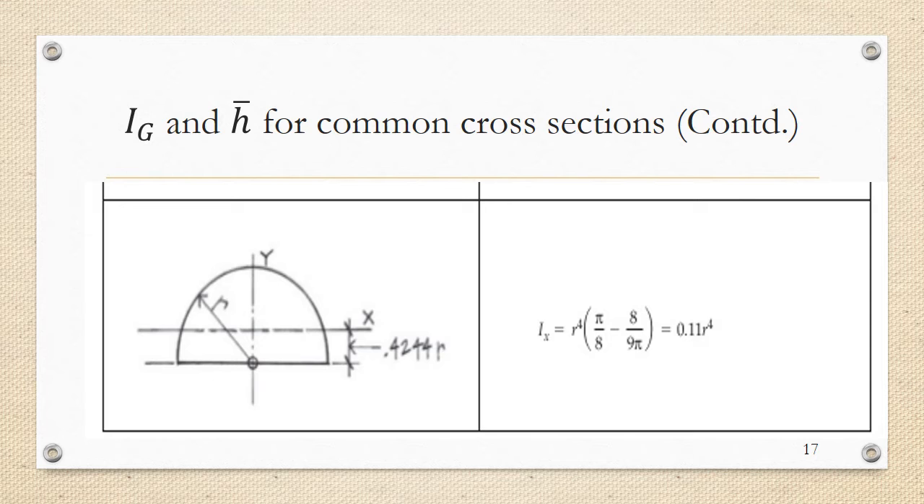This is a semicircle, usually not a common question for the university exams. However, the Igx, that is the axis that is parallel to the base of the semicircle, is given by 0.11 r raised to 4. And the centroid would lie at a distance, here it is mentioned as 0.4244 r. Another easy way to remember this would be 4 r by 3 pi. This distance of the centroid from the base would be 4 r by 3 pi.